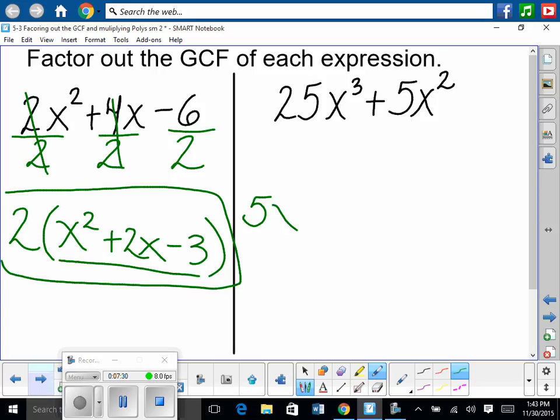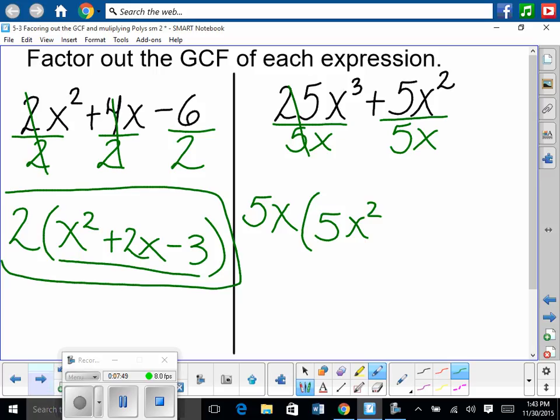5x, isn't it? So if we pull out 5x, let's think about it. Let's go with 5x just to show you guys something. Let's see what happens. 25 divided by 5 is 5. x cubed divided by x is x squared. And then we have plus 5x squared. Wait, 5 divided by 5 is 1, and then x squared divided by x is just x.